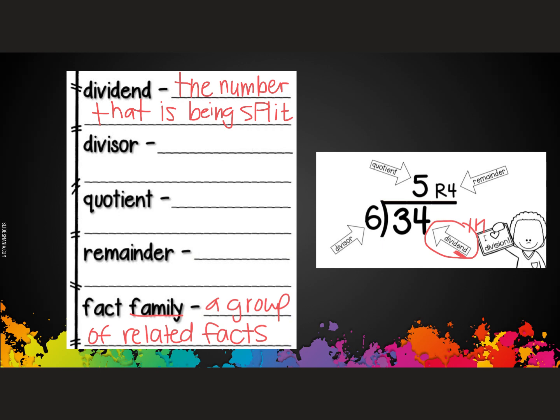All right, our next vocabulary word is the word divisor. You can see from the picture that the divisor is the number outside. It tells us the number of groups that we're making. Let's write that down.